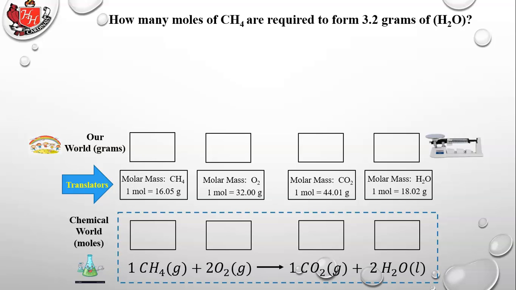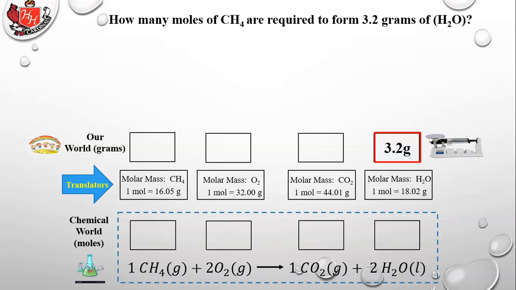So let's start with the H2O this time. Where do you put the 3.2? It's in the grams row. That's our world, what we can measure in, and it's where H2O is. It's above H2O. So it's going to be right here. 3.2 grams of H2O. That's what we're trying to end up with.